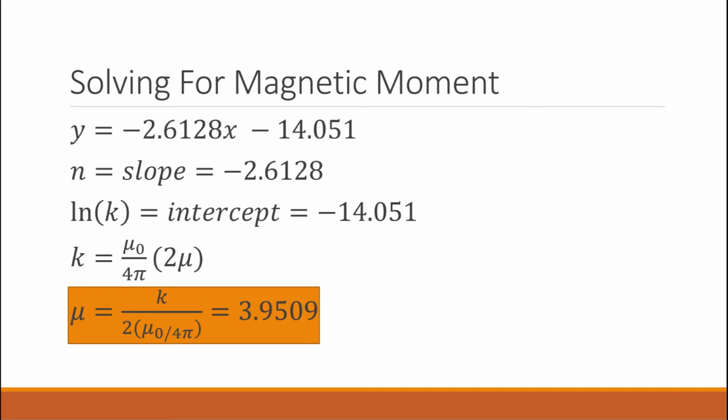So from our graph, we were able to pull the equation y equals negative 2.6128x minus 14.051. These values are very important. Our n value that we had to find in our original equation is equal to the slope of this y equation. So our n is equal to negative 2.6128. And our ln of k from that equation is equal to the intercept of this y equation listed, which is negative 14.051. From this k value, we were able to find our magnetic dipole moment.